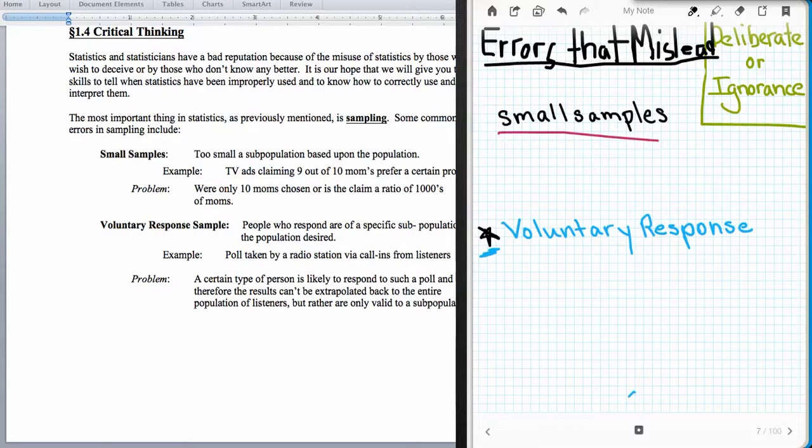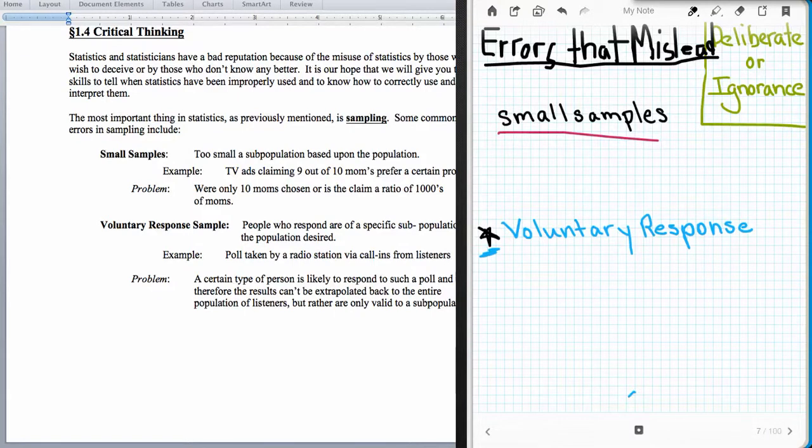So you really want to be cautious of that, because that does not necessarily give you the full picture there. And again, these can be deliberate or ignorant misuses of statistics, because they could be trying to sway someone's belief about some political candidate, right?